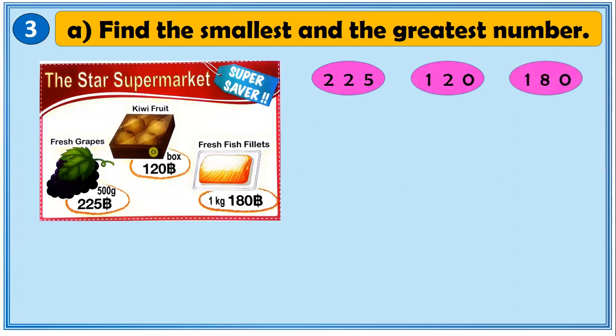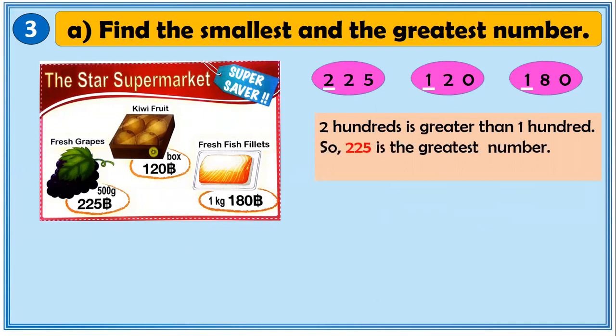Okay, let us now find the greatest number. So let us compare the digits on the hundreds place. So we have here 2, 1, and this one is also 1. So we all know that 200 is greater than 100. So 225 is the greatest number. It is also the highest price.